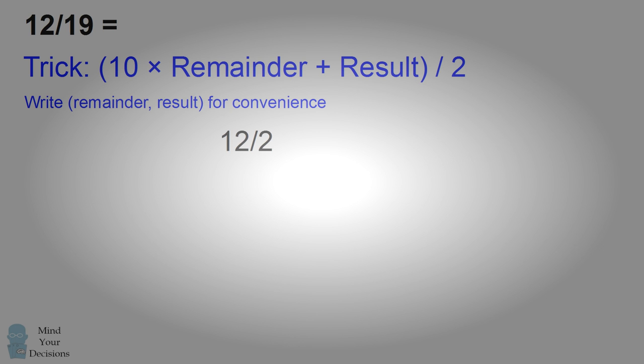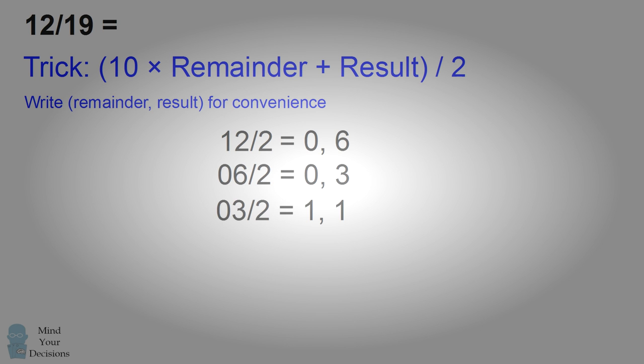So to get started, we take 12 divided by 2. This is going to be 6 with the remainder of 0. So I'm going to write this as a remainder of 0 and then 6. So the new value we divide by is already written as the 2-digit number, 06. So we take 6 divided by 2. That's going to be a remainder of 0 and a result of 3. So now you can see why we're writing it this way. This 03 becomes the next thing we want to divide by.